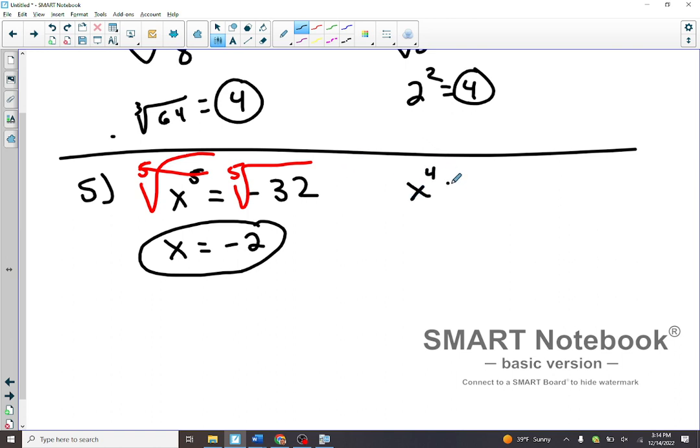If I had x to the 4th equals -16 and I 4th root it, in this case it is no solution, or imaginary, but no solution, because an even power cannot have a negative inside. It would be imaginary.